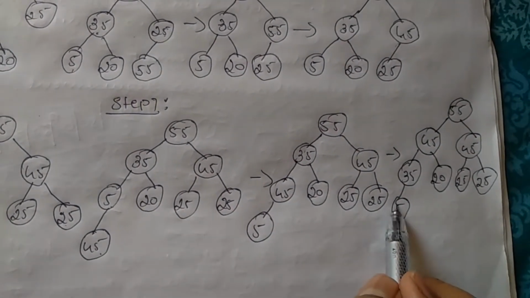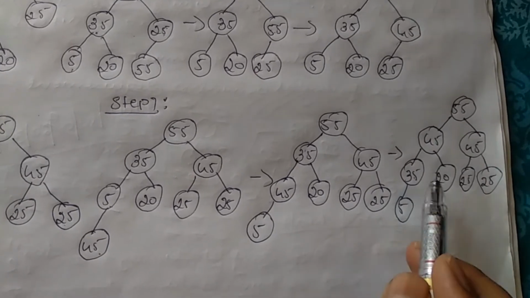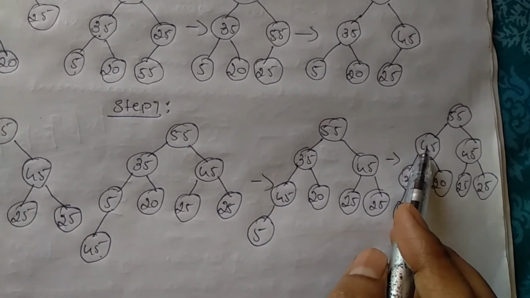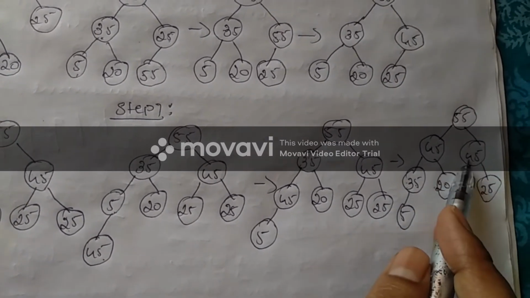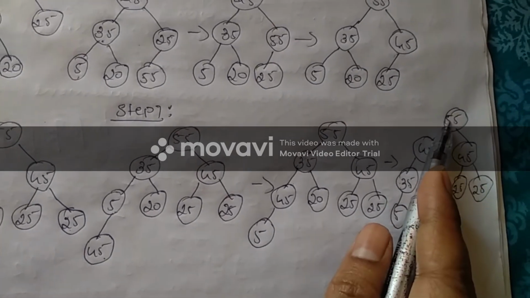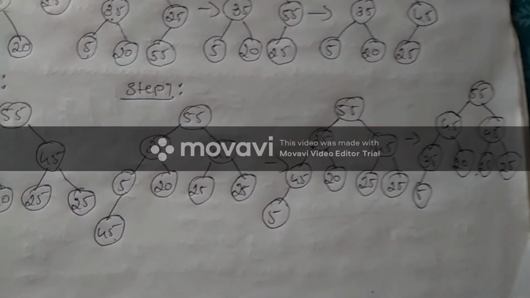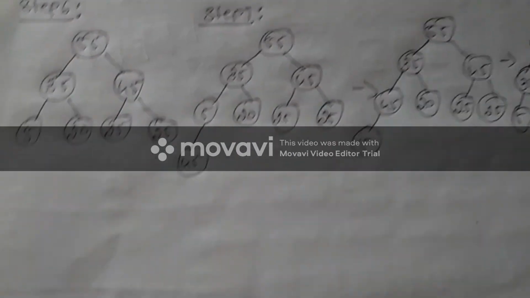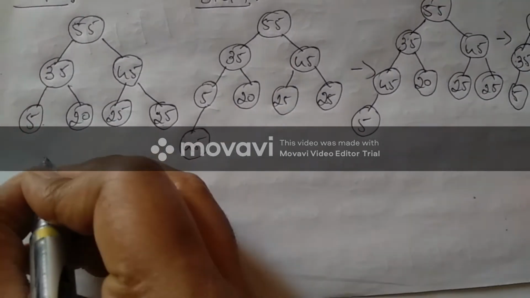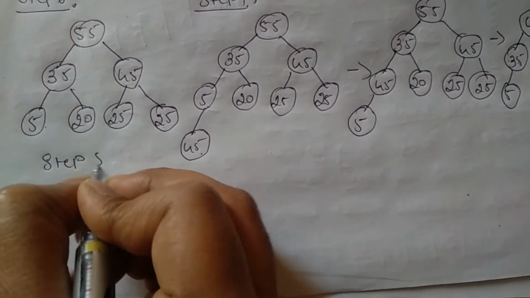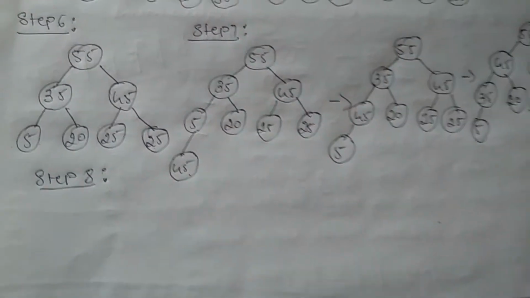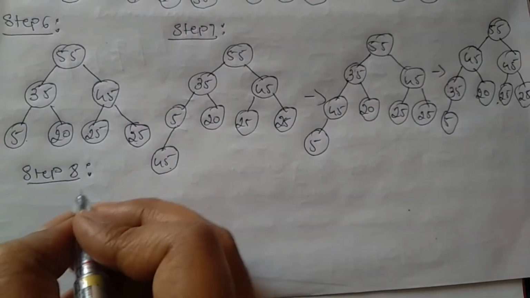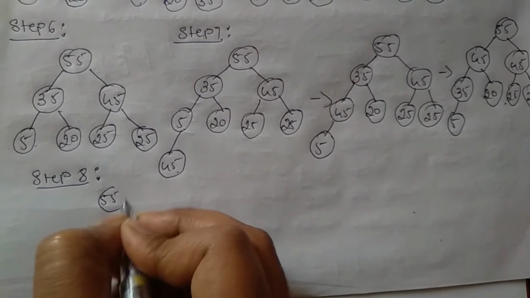Check. 5 is less than 35. Yes. 35 and 20 less than 45. Yes. 25 and 25 less than 45. Yes. 45 and 45 less than 55. Yes. All the steps are correct. Now I'll go for step 8. In step 8, what you have to do? First write the thing as it is.